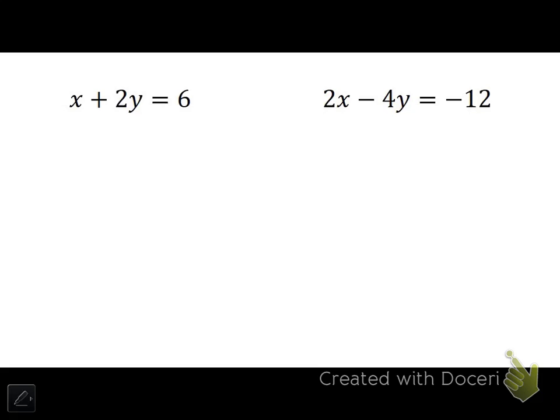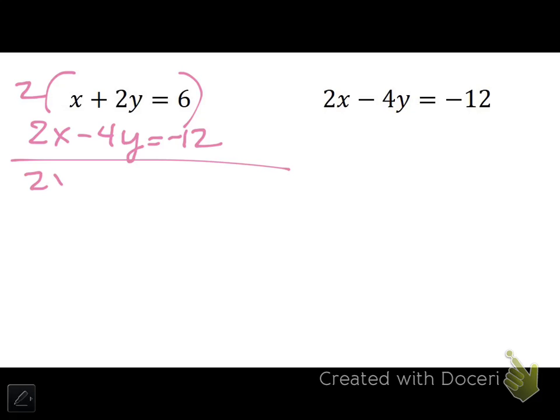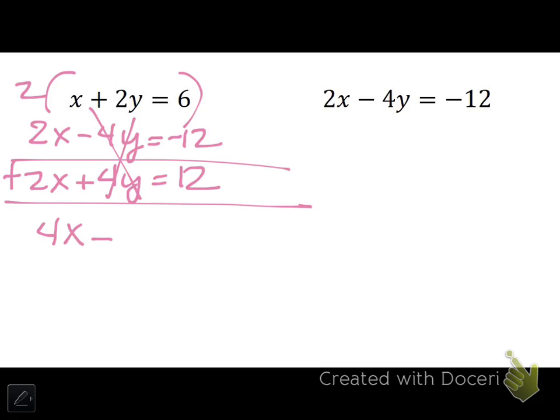Okay, x and y are on the same side again. Let's multiply this top by 2. So then it would be 2x plus 4y is equal to 12. So my y's will cancel. Let's add down. 2x plus 2x is 4x. Negative 12 plus 12 is 0. Divide both sides by 4.